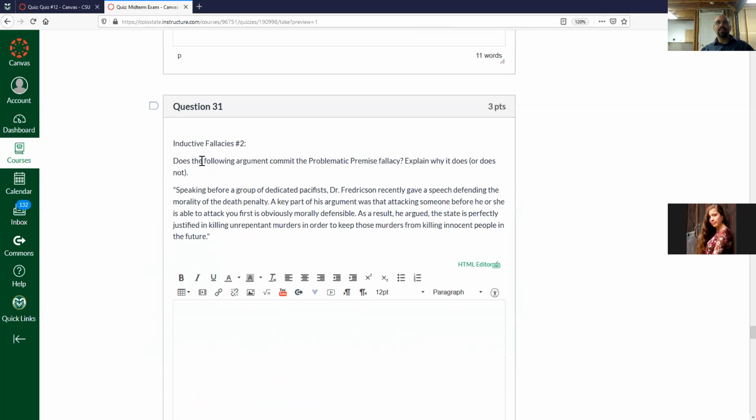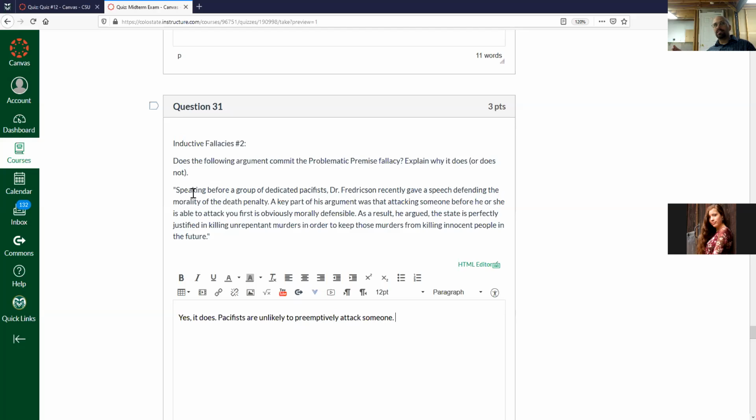We also have, okay, so number two then, does this commit the problematic premise fallacy? Again, I would say yes, this does commit it. Why? Because pacifists are unlikely to agree that you are morally allowed to attack someone, to engage in a preemptive strike. Right. And remember, that's what's going on with problematic premise.